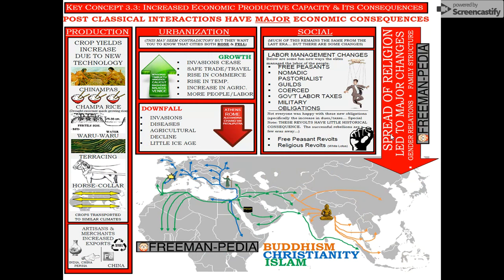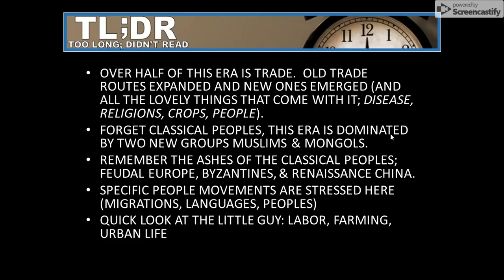So the nice condensed version of everything is talking about production and urbanization and just the different social effects of labor. And if you just need a real quick refresher before you take the test, according to Freemanpedia, here's the too long didn't read version. So pretty much everything is trade. You have the Muslims and the Mongols.